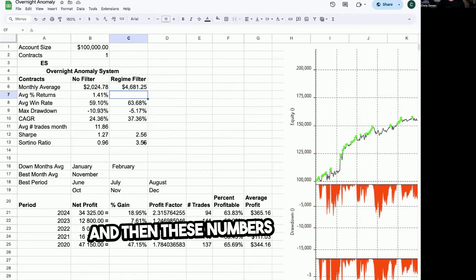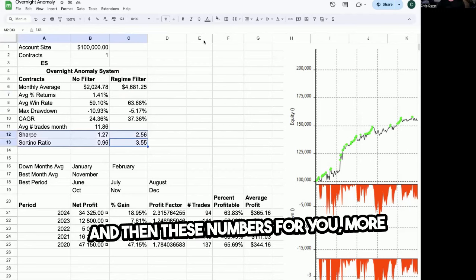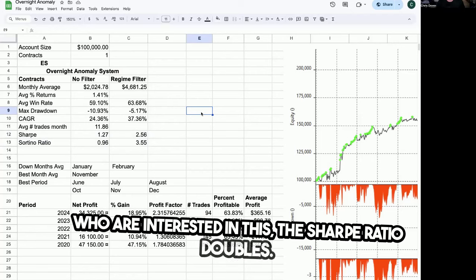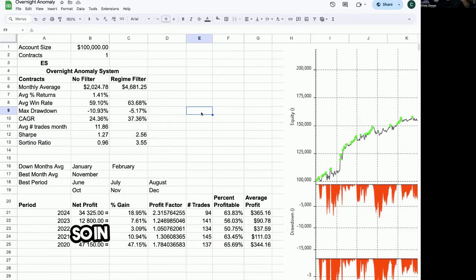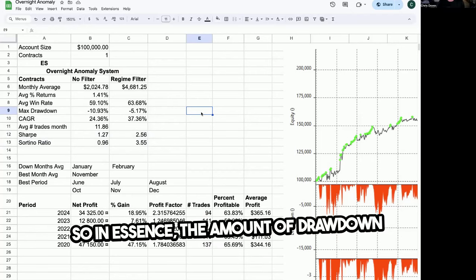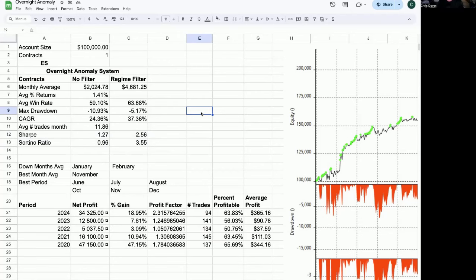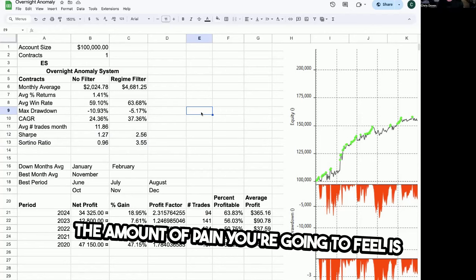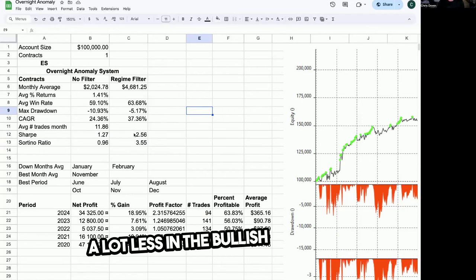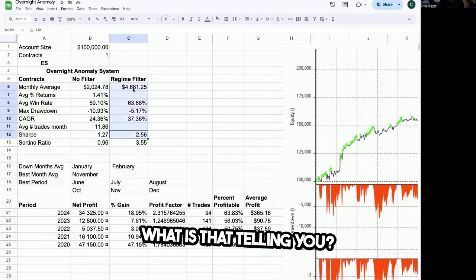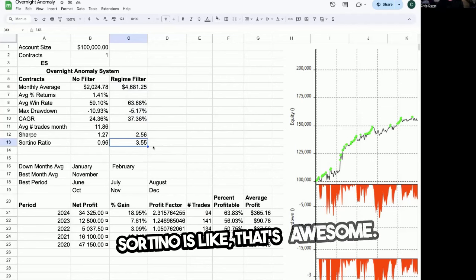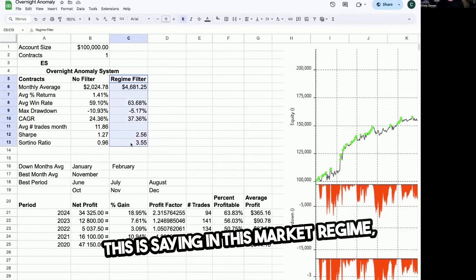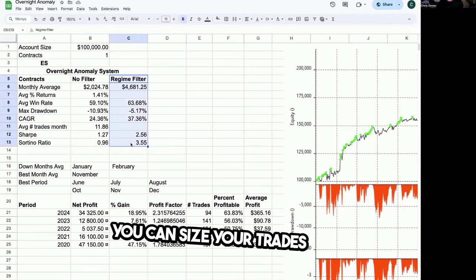And then these numbers, for you more quantitative folks who are interested in this, the Sharpe ratio doubles. So in essence, the amount of drawdown to return, the amount of pain you're going to feel is a lot less in the bullish market regime. What is that telling you? Sortino is like, that's awesome. What is this telling you? This is saying in this market regime, you can size your trades bigger.